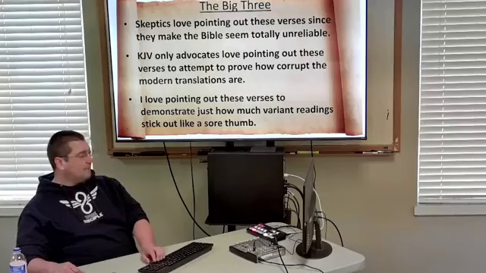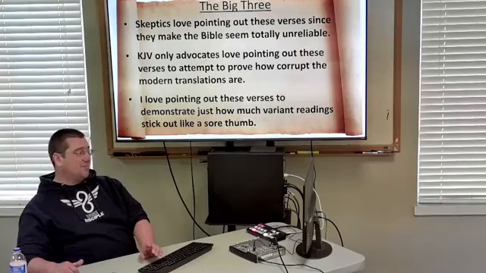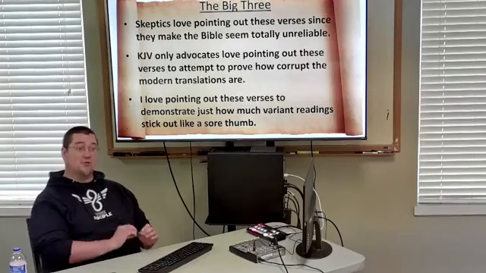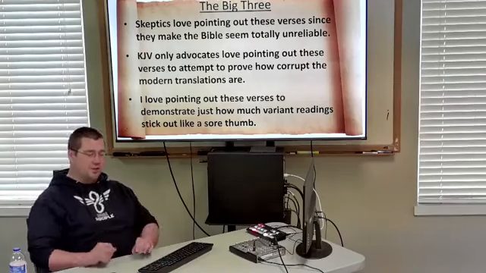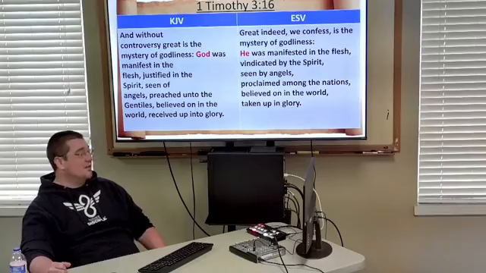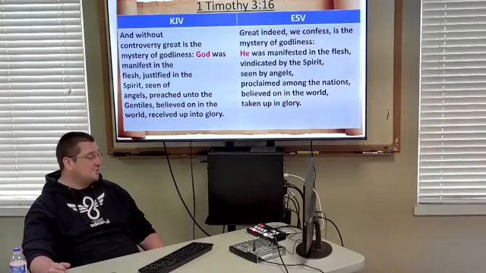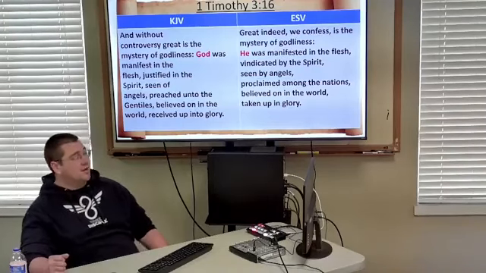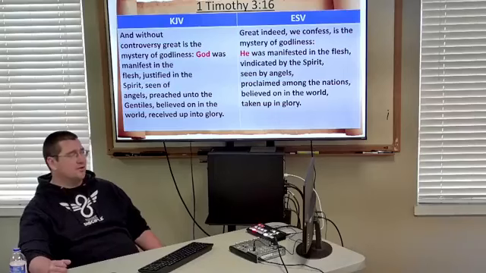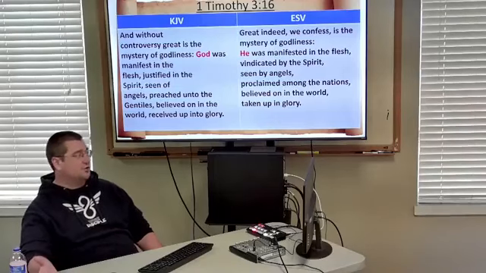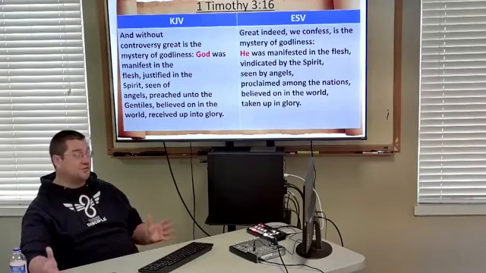So, in fact, the next thing I want to talk about is that it's actually these smaller details that are harder to distinguish. Here's a great example. 1 Timothy 3:16, you'll notice in the King James it says, "And without controversy, great is the mystery of godliness: God was manifest in the flesh, justified in the Spirit, seen of angels, preached unto the Gentiles, believed on in the world, received up into glory." And you'll quickly notice that the ESV or modern translations will say "He" instead of "God."